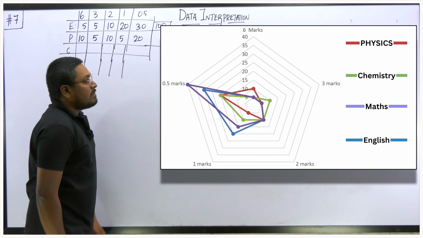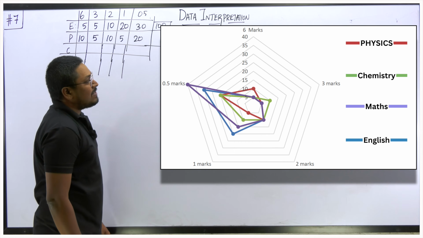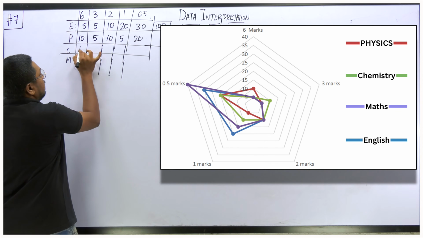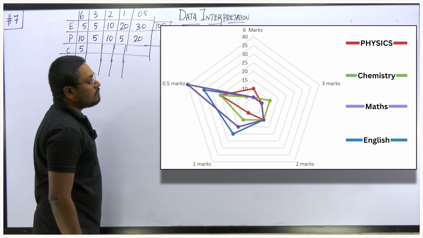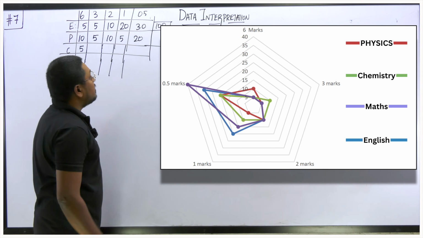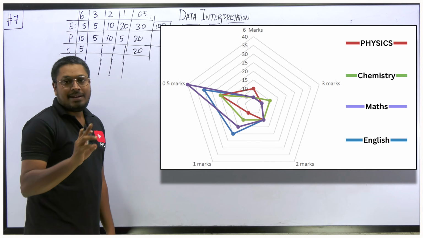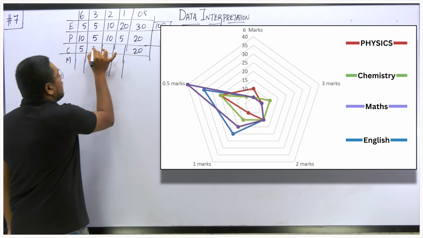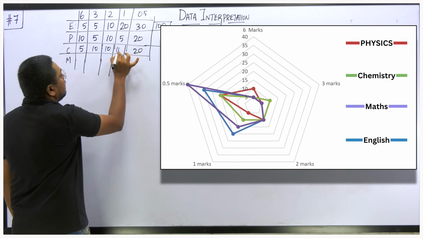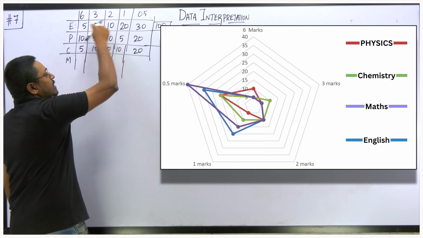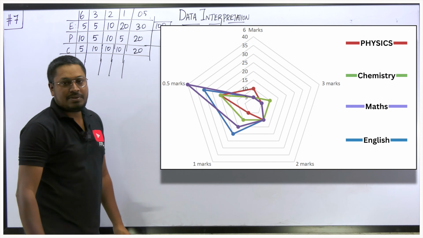So next will be chemistry. So chemistry, first 6 mark question 5. So 0.5 will be 20 and all the remaining 3 points are in a single line, the second pentagon line. So we can say that 10, 10, 10. Only writing the first value seems to be difficult. All the remaining values will be easy, right?